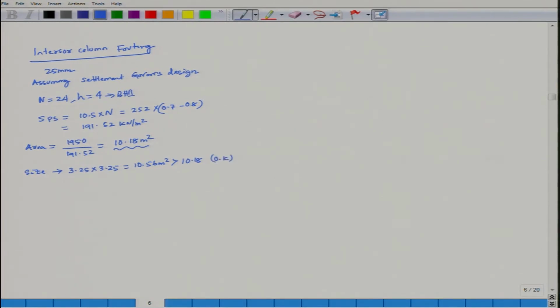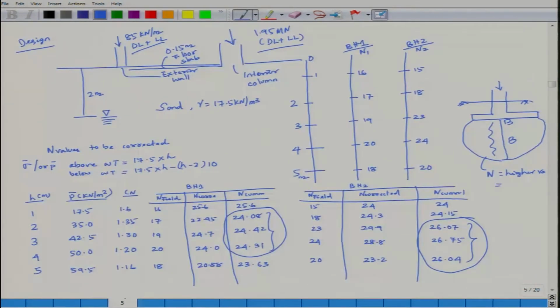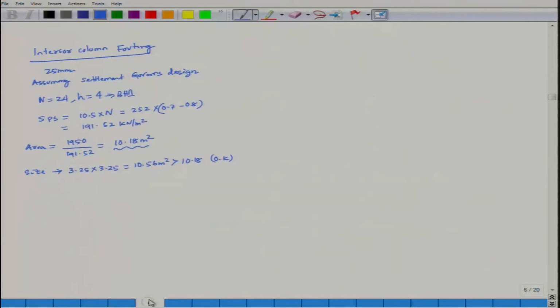Now this 3.25 has to be put. Size of the footing is 3.25. At least here it should be 3.25, if it is up to 5 meter. So 3.25. Let us see. So take the depth of the foundation. Depth of the foundation is equal to 0.6 meter.